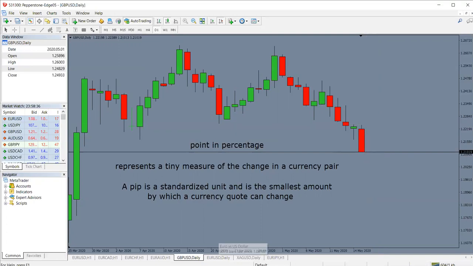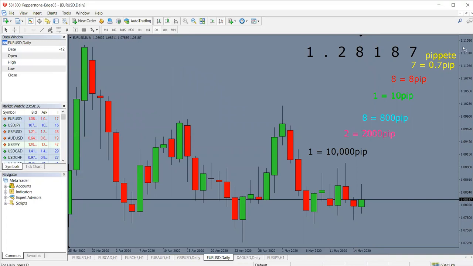Now you can see I've labeled it in a simple manner. This is what you usually see in the currency quote, 1.28187, and what does it actually mean? For most situations, we'll ignore the last digit because the last one is actually a pipette. It represents a fraction of a pip. The last one is actually 0.7 pip. So usually we trade at the 4th decimal place.